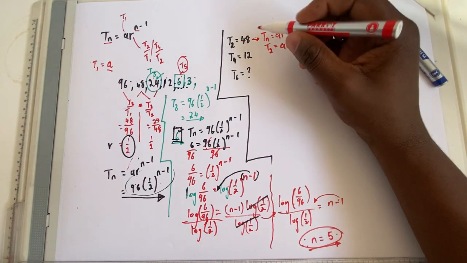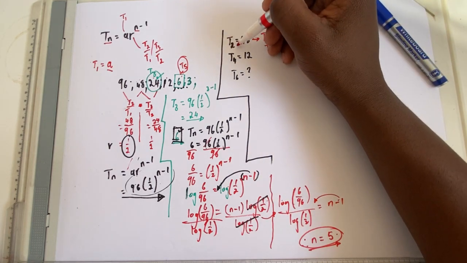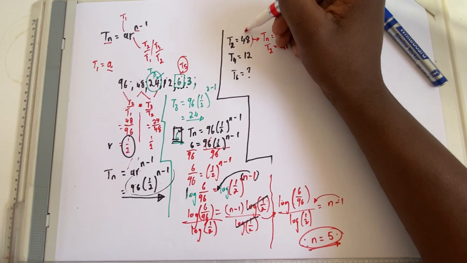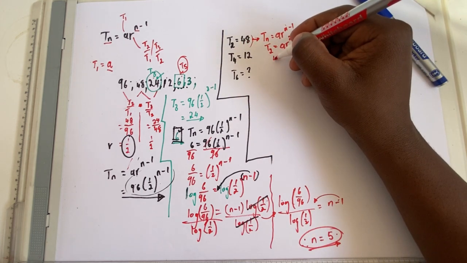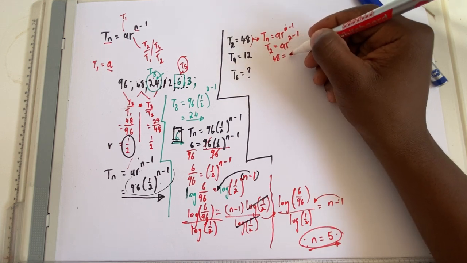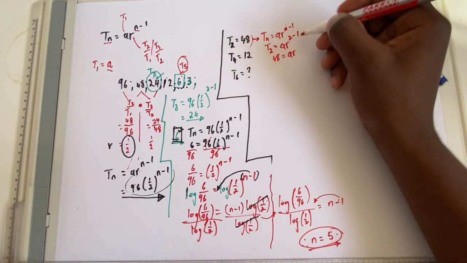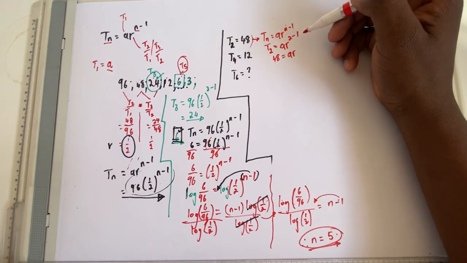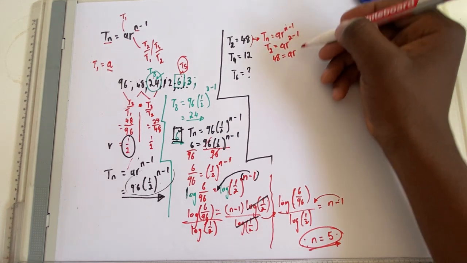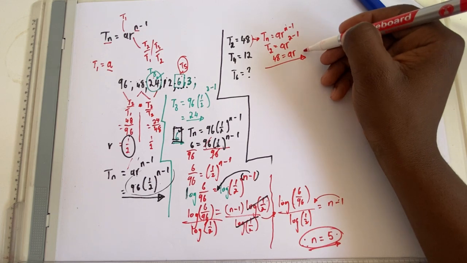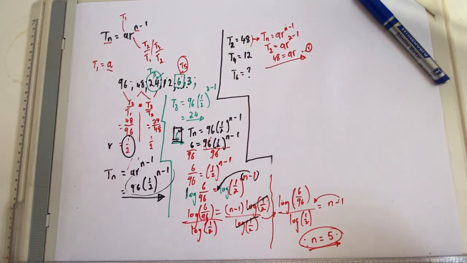But I already know that term number 2 is 48. So where there is T2, I'm going to put 48. So I'm going to have 48 equated to Ar to the power of n minus 1, which is 2 minus 1, which will be 1. So this is what I end up with, and this is going to be my equation number 1.